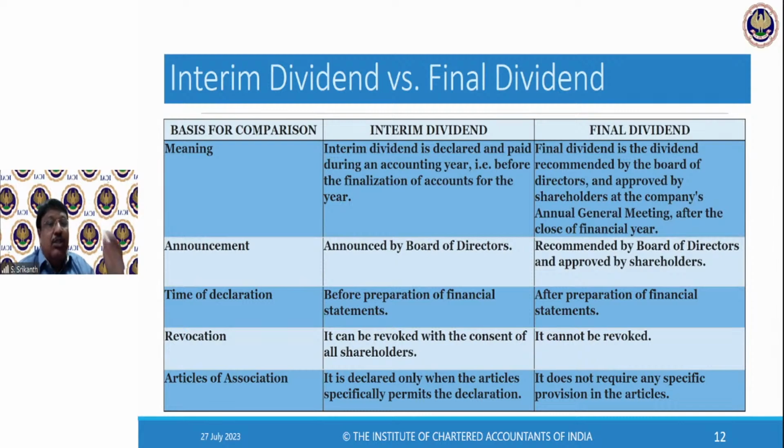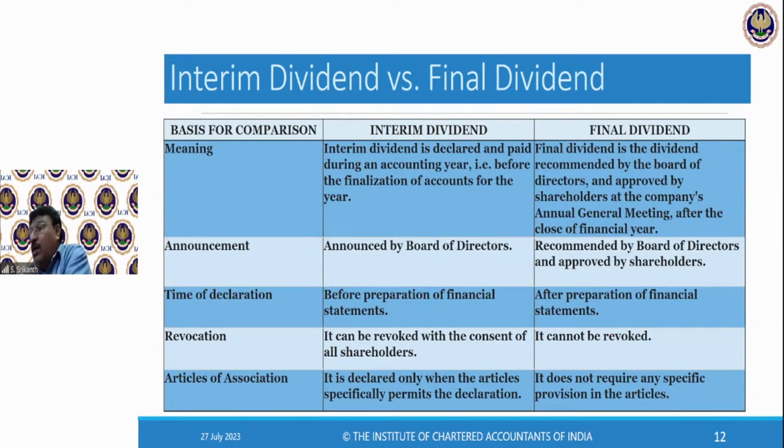Announcement here, it's announced by the board. There, it is recommended by directors and approved by shareholders. Then declared. Time of declaration: before preparation of financial statements, interim dividend will be declared. Whereas final dividend comes only after preparation of financial statements, arriving at the profit, and the auditor will be having a look and then they will say, sir, we are proposing dividend. He will take that into account because proposed dividend has to come now in the books.